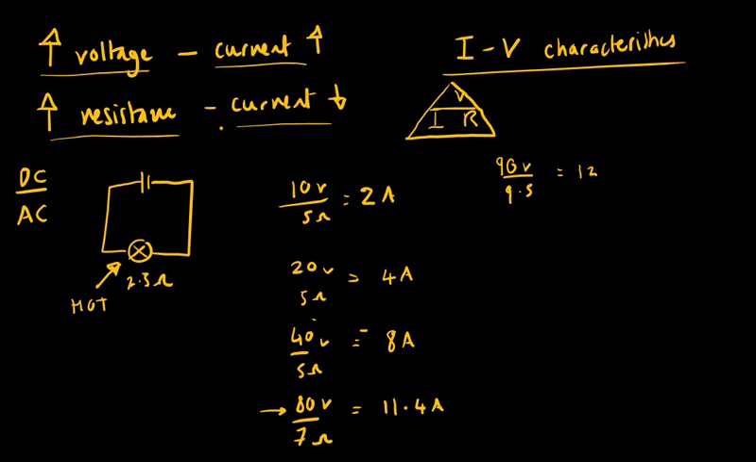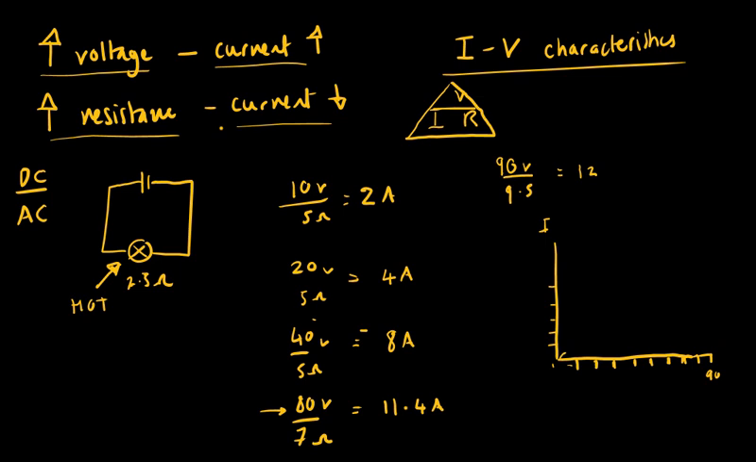So what is this going to look like on a graph? Well, I'm going to have my voltage here and my current here. This is 10, 20, 30, 40, 50, 60, 70, 80, and let's move that V out of the way, 90. And that's 2, 4, 6, 8, 10.